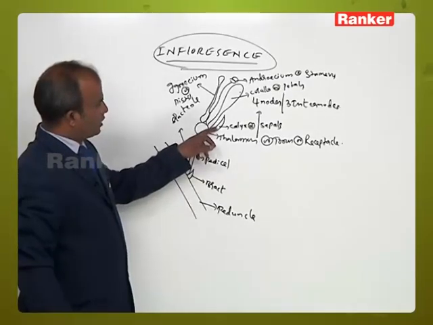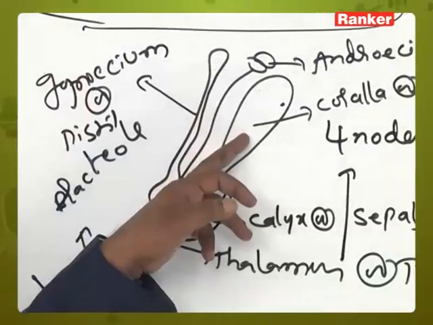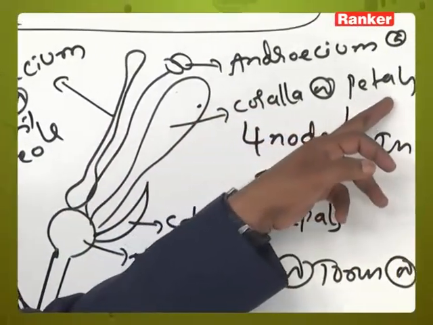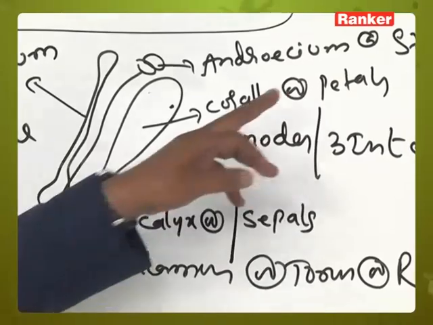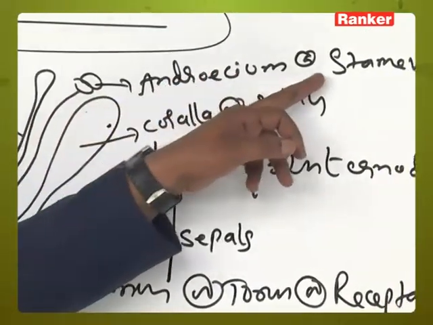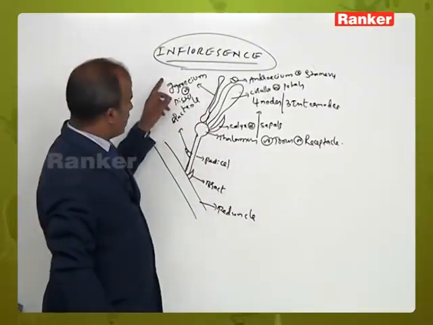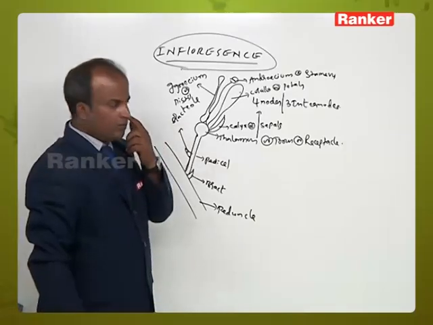So the first node is occupied by calyx, in floral whorl called sepals. Second node occupied by corolla, called petals. Third node occupied by androecium, or stamens. Fourth node is occupied by gynoecium, or pistil.